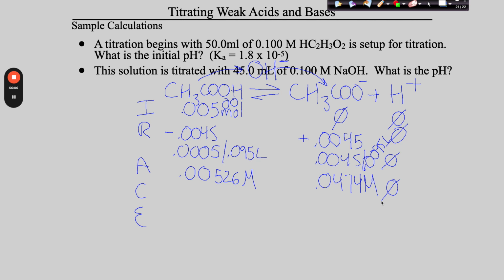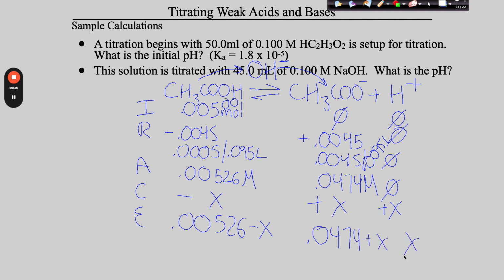And 0 for the hydrogen ion. Is that okay? They're kind of left out. I know, but it starts getting good now, right? Minus x, plus x, plus x. So we have 0.00526 minus x, and 0.0474 plus x, and x.